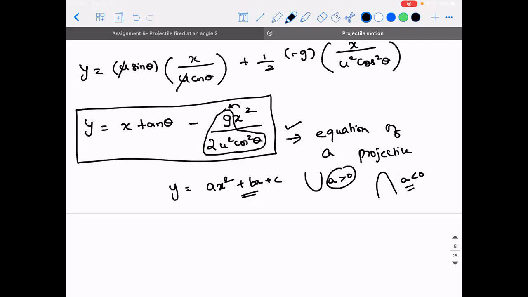That is why if you see the motion of the particle, it is the shape of a downward parabola. Is it not like this? So that is why we call it the equation of projectile. It's nothing but an equation of a parabola.